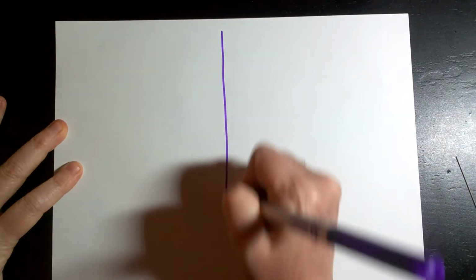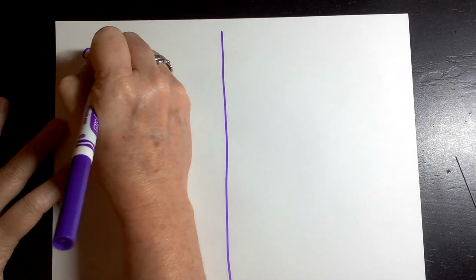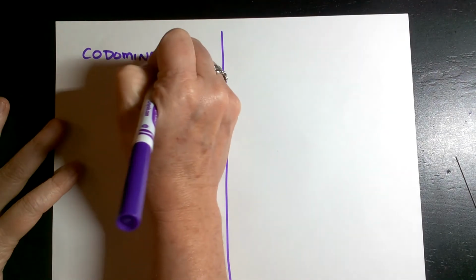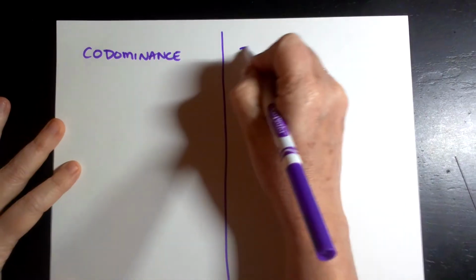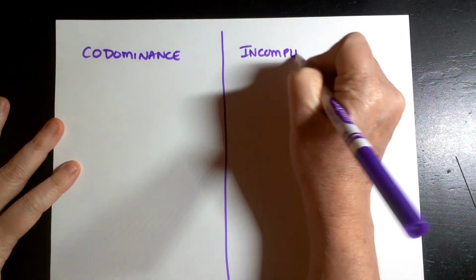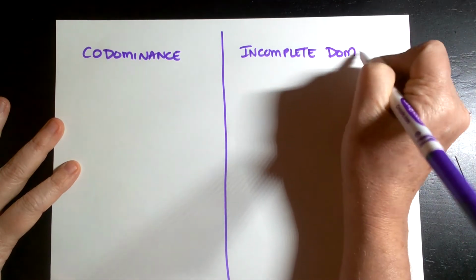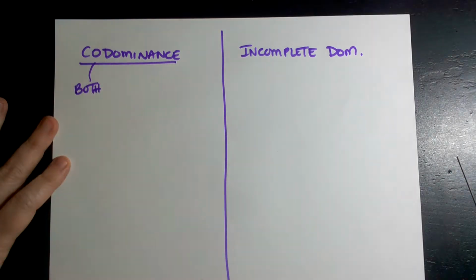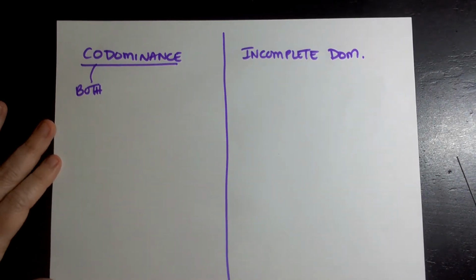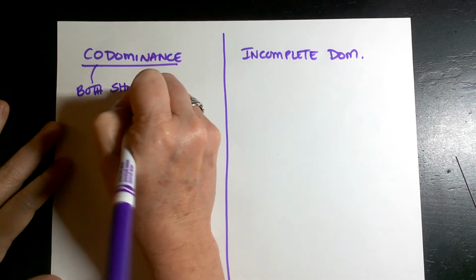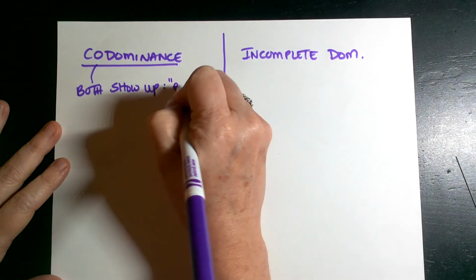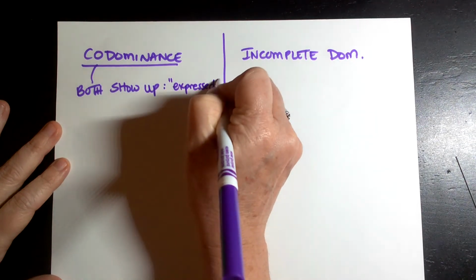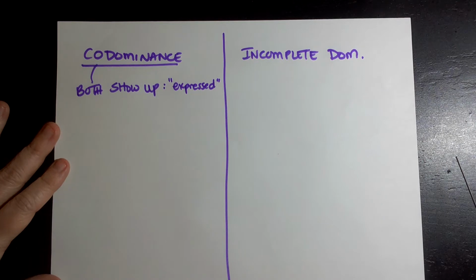But when we do codominance and incomplete dominance, we have a different scenario. So I'm going to draw a line down the middle, and I'm going to do codominance on the left, and I'm going to do incomplete dominance on the right. Okay, so co means both. So one is not dominant to the other. They're going to both show up. And in science, we call this expressed. Okay, so when a trait is expressed, it's actually what you see.